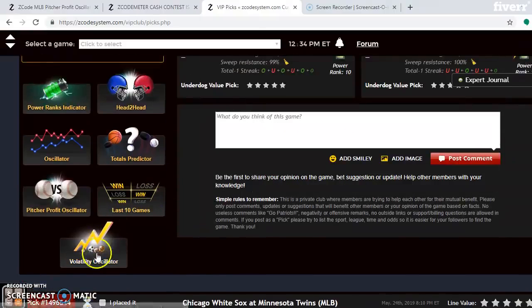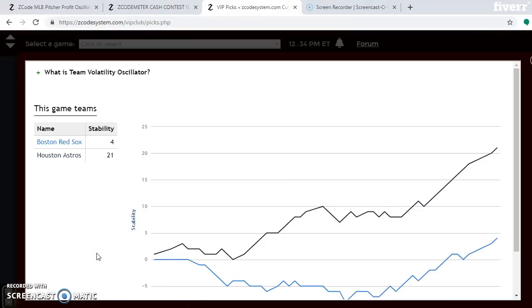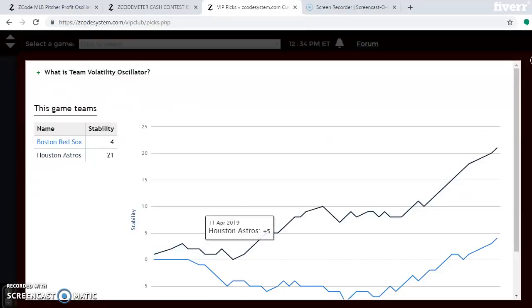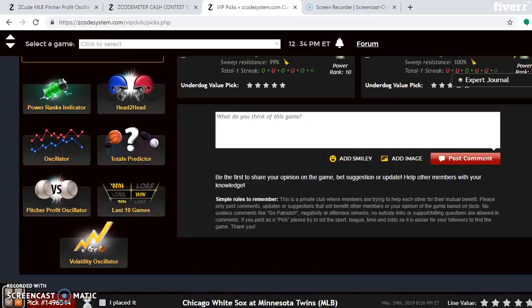If you look at the volatility oscillator, it shows you how teams are performing compared to their favorite or underdog status. You see that Houston is a much more stable team, plus 21, so they are much more likely to perform according to their favorite or underdog status. So keep that in mind when betting in the matchups for this weekend.